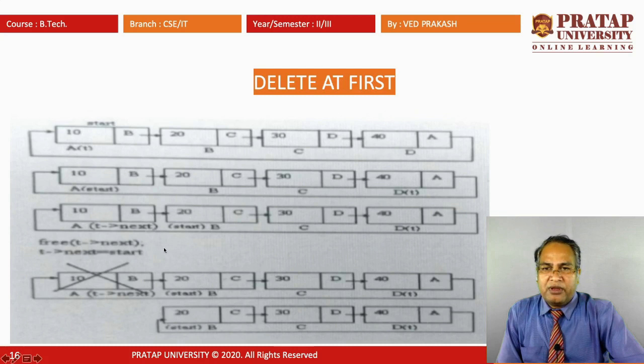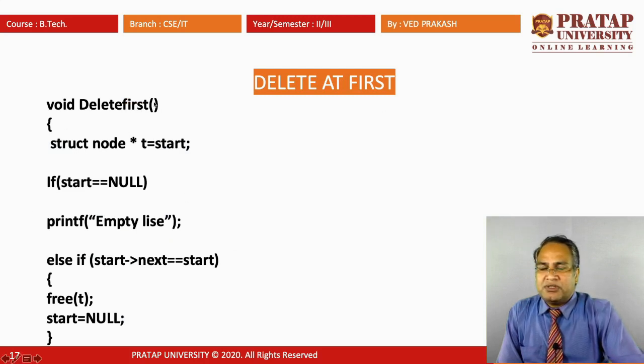In this procedure we consider an algorithm for deleting the first node. To perform this we use a procedure void delete first. First we create a ptr pointer or t pointer, which can be denoted like the ptr pointer. So t is set to start. Now we check the condition for null: if start equals null, it means there is no node, and we can say our list is empty. Else, if our list is not empty, then if start next equals start, we free t and set start to null.